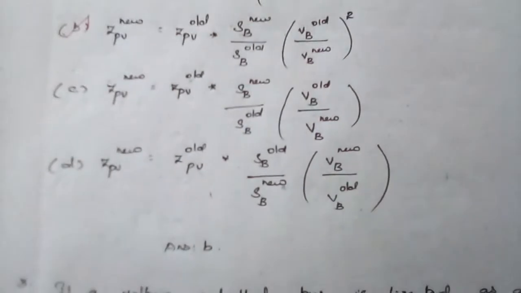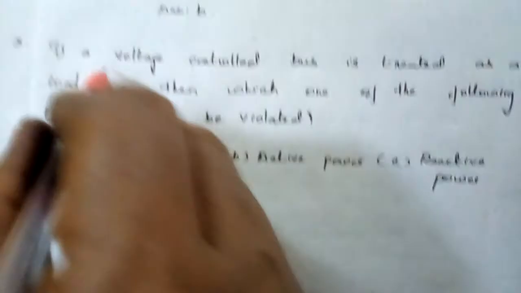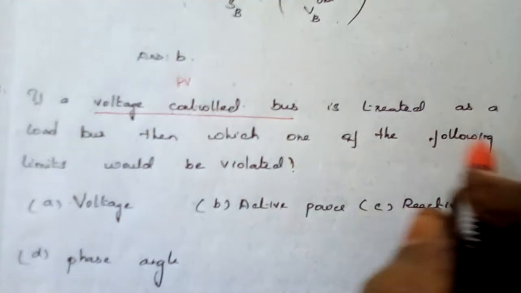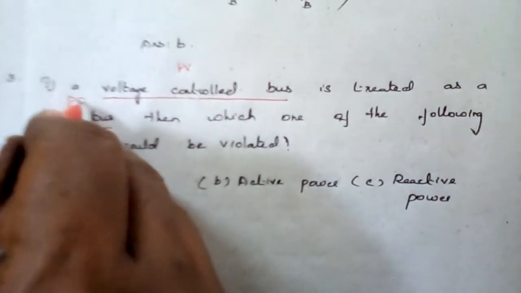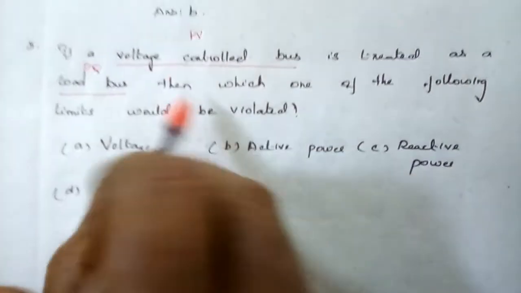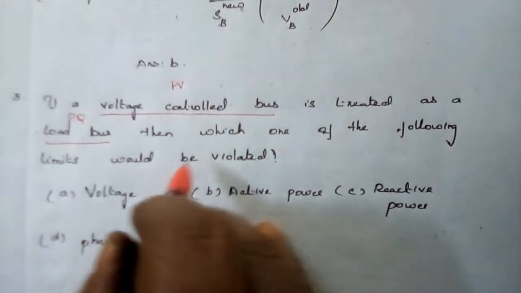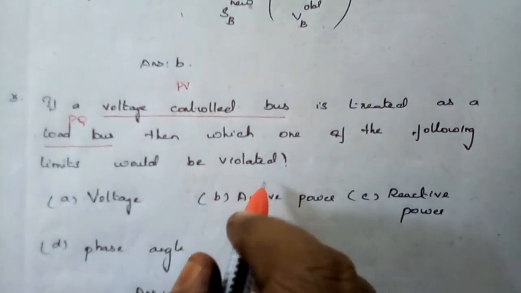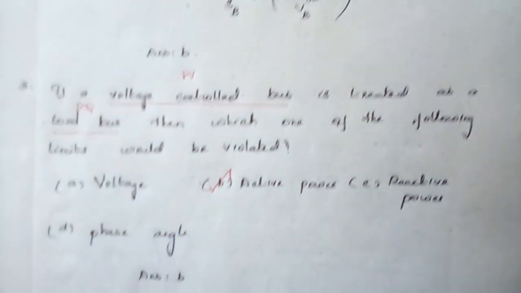Next, if the voltage controlled bus is treated as the load bus, what is a voltage controlled bus? It is nothing but the PV bus. If it is treated as the load bus, what is a load bus? It is nothing but a PQ bus, right? Then which one of the following limits would be violated? Here, active power is violated, right?